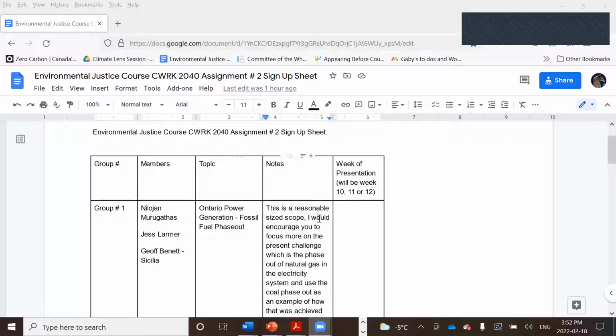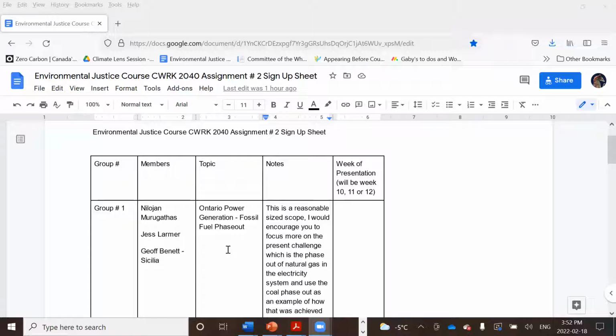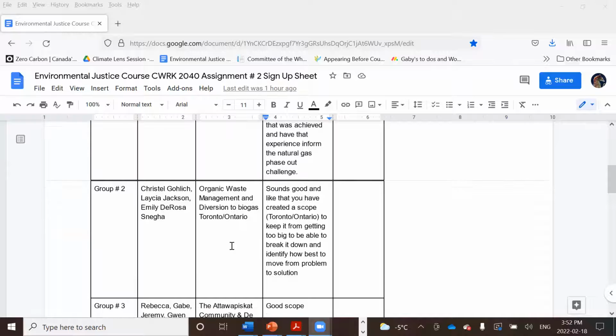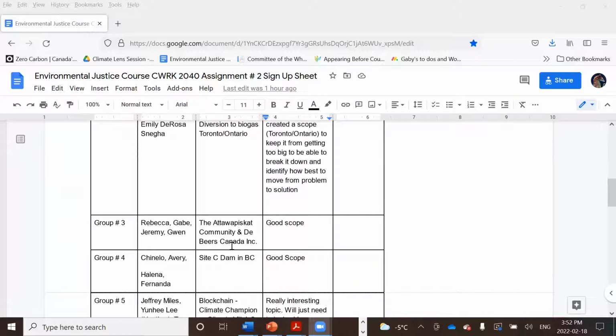Yes. Okay, so group 1 is going to do OPG, Ontario Power Generation, and the fossil fuel phase out. Group number 2 is going to do organic waste management and diversion and then biogas as a possible solution. So we're going to learn a lot more about organic waste in Toronto or Ontario, depending on the scope. I would recommend Toronto. Just keep your scope a little more narrow and you'll have an easier time.